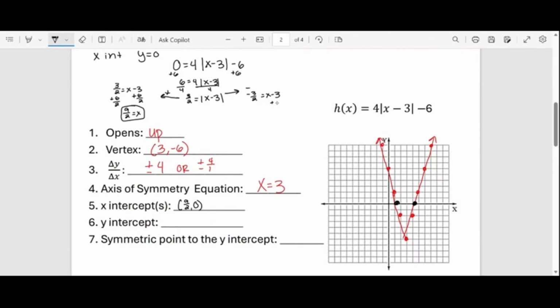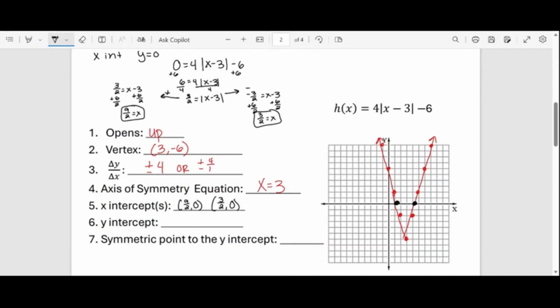And then over here, when I add 6 halves and add 6 halves, on the negative side of my graph, the negative slope, I'm going to have 3 halves equals x. So it should be about 1.5, and that's exactly where I am. So I will have a second x-intercept of 3 halves, comma 0.